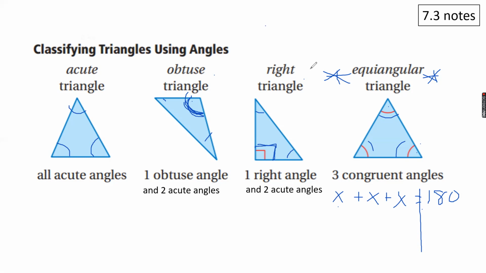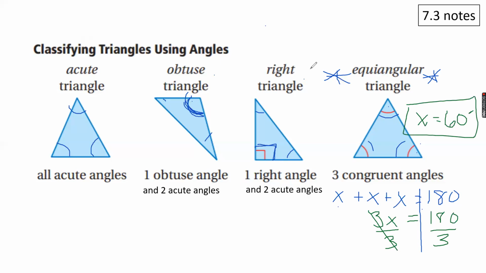You should have combined your like terms. So you got 3x equals 180. Then since that's multiplication, we're going to do division on both sides, divide by 3, and we end up with x equals 60 degrees. And so for the equiangular triangle, every single angle has to equal 60 degrees.